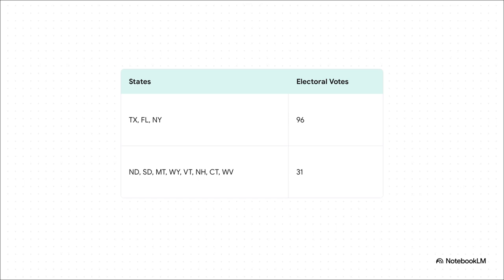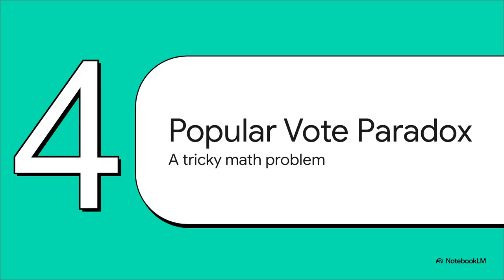Consider this staggering disparity in voting power. If you combine the electoral votes of just 3 states, Texas, Florida, and New York, you get 96 electoral votes. Now compare that math. Even if a candidate won North Dakota, South Dakota, Montana, Wyoming, Vermont, New Hampshire, Connecticut, and West Virginia, they'd only gain 31 electoral votes total from all 8 of those states combined. It's a huge difference in mathematical weight. Which brings us to Section 4, the popular vote paradox.